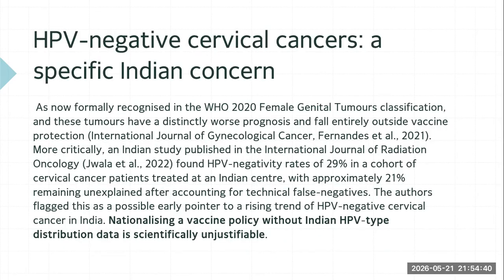I have already discussed this in one of my other modules, but I just want to tell you that there is a study done by Dr. Jwala, published in the International Journal of Radiation Oncology, in which she found that 30% of the population where she did the study were HPV negative. If such a high percentage of people are HPV negative, this means that if we go for the high-risk HPV detection test only, we can miss these cancers.